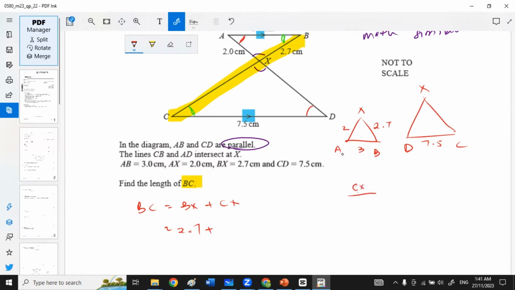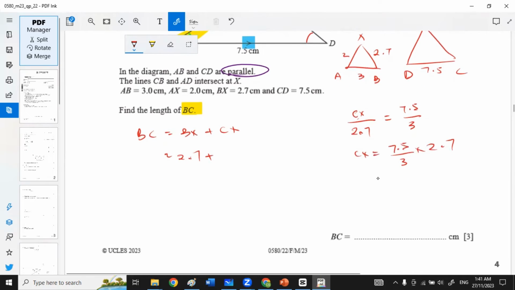So CX over 2.7, the corresponding side should equal to 7.5 over 3. So CX is equal to 7.5 over 3 times 2.7. Calculate, you should get 6.75. Okay. And you plus, you should get 9.45. Final answer.